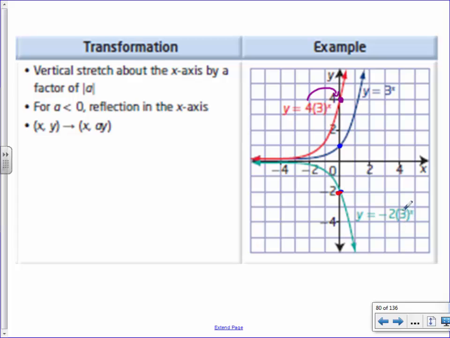Or, see this guy right here, I still have 3 to the x, but I have a minus 2 in front. The minus takes the graph and flips it upside down. So now the graph is going below the axis the whole way, and the 2 has stretched the graph further up and down. Technically, there's not really anything up to pull, so it just pulls the whole thing down. So that's why my new y-intercept is right here at minus 2. Does that work?